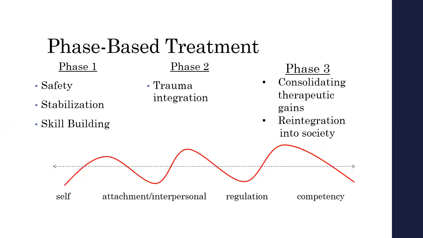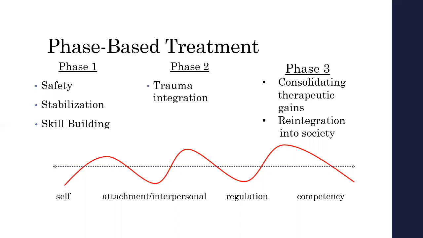So we never want to harm any of our clients, and that is why it's very important to keep these phases in mind. So the task of phase 1 is to establish safety, to stabilize the client, and to build skills in order to manage regulation, or in order to regulate affect.